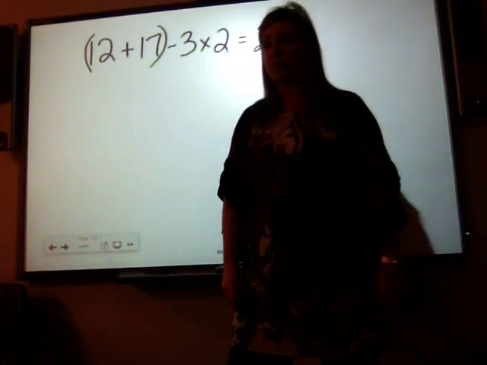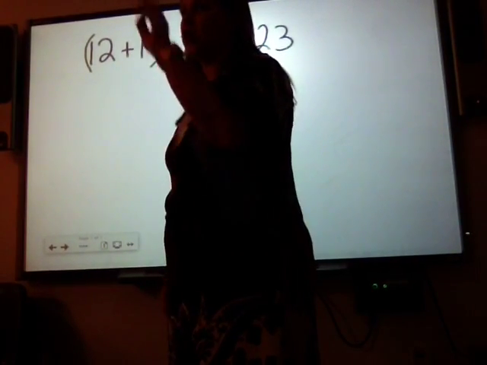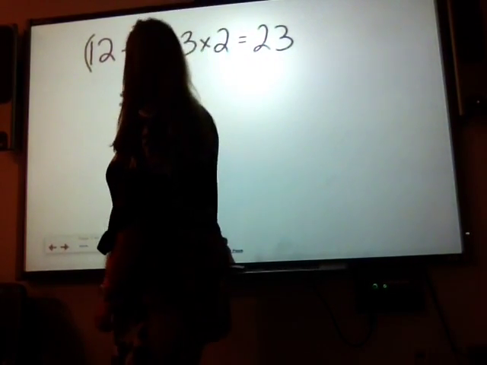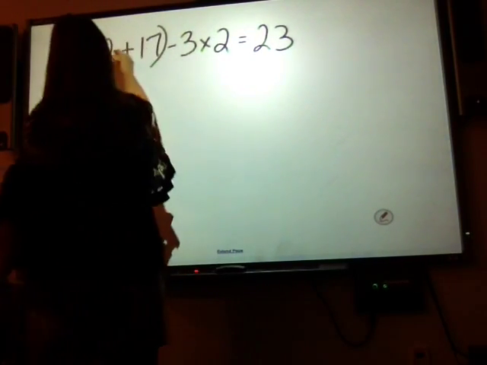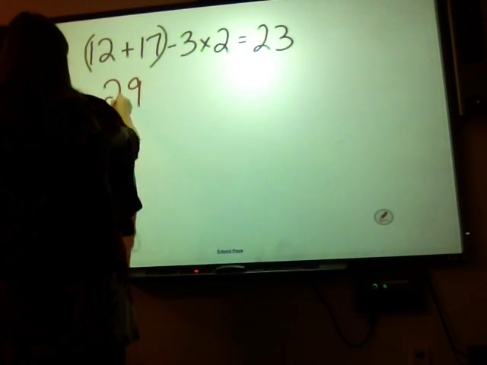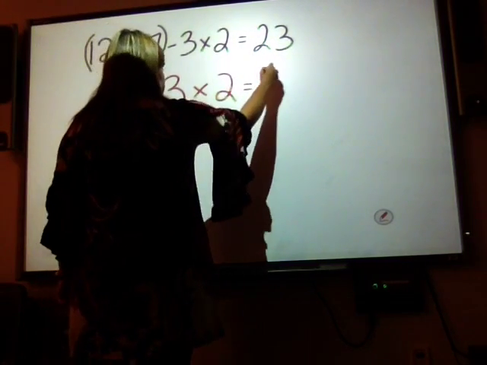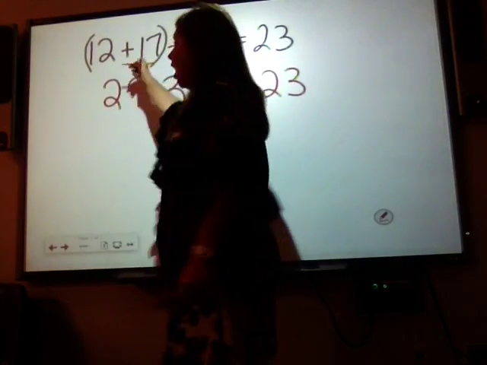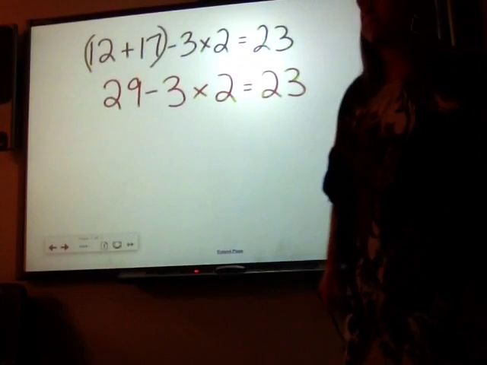In your notebook, in your spiral, 12 plus 17, there happens to be 2 on this one. So what is 12 plus 17, ladies and gentlemen? 29. I'm bringing everything else down. I have not touched any other numbers other than my parentheses, because my parentheses go first.